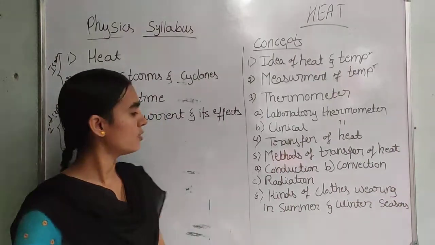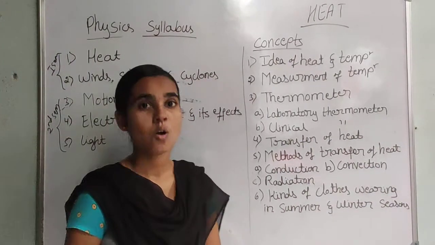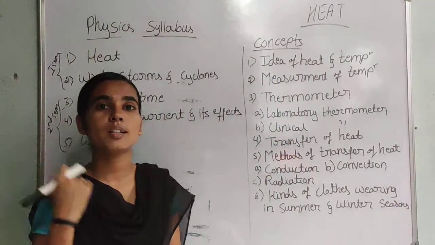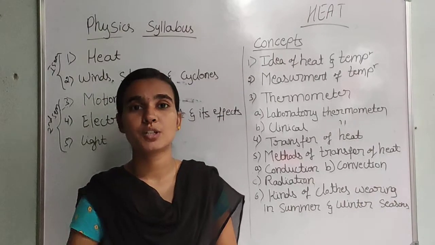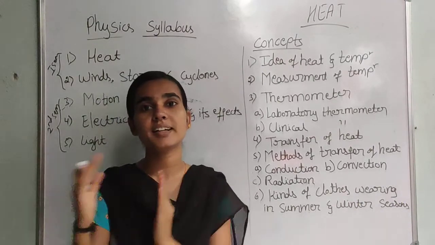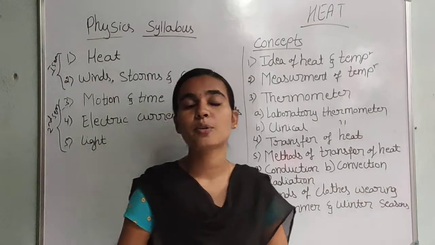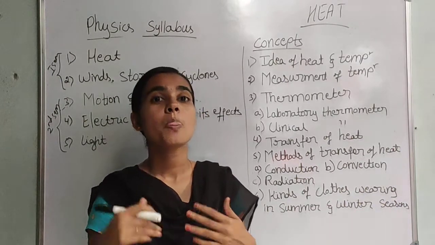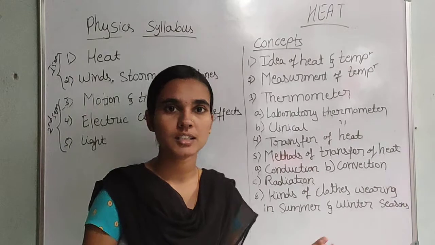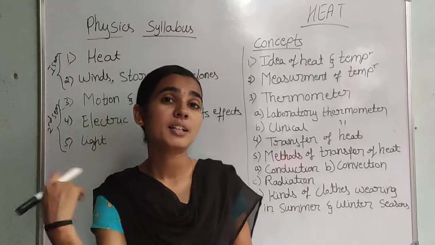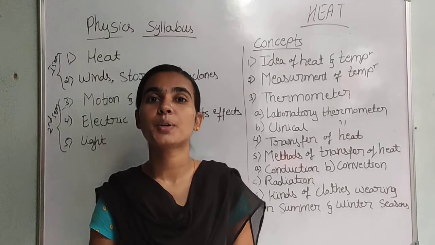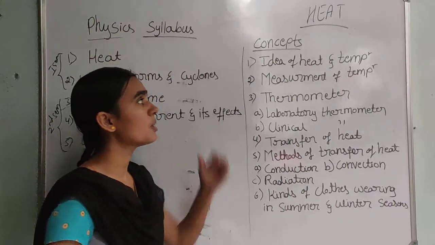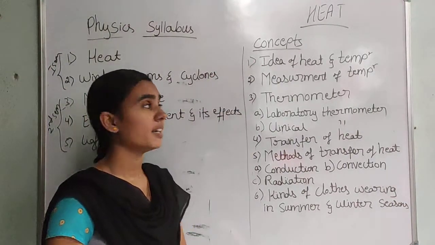The chapter Heat consists of 6 concepts. What are those concepts? The first is the idea of heat and temperature. That means: what is heat, what is temperature, and how do we differentiate between heat and temperature? In our day-to-day life we observe many things which are in a hot state and which are in a cold state. By touching things we can judge whether substances are hot or cold, but in a scientific and systematic way we have to define the terms heat and temperature, so that we get the idea of the exact definition of heat and temperature.